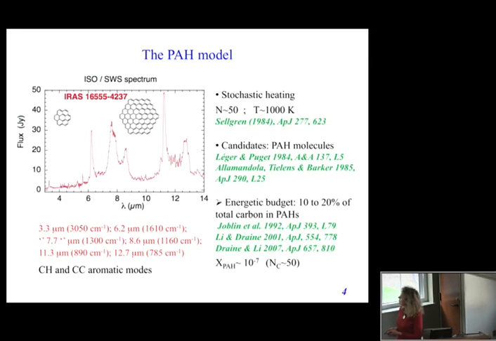In 94, 95, Léger and Puget and Allamandola et al. proposed PAHs as a candidate. When you make an energetic budget, you estimate how much energy is emitted in the infrared and how much energy is absorbed in the UV. From the energetic budget, you can retrieve that 10 to 20% of total carbon in the galaxies is included in this system, which makes them really important to consider in astrochemistry.